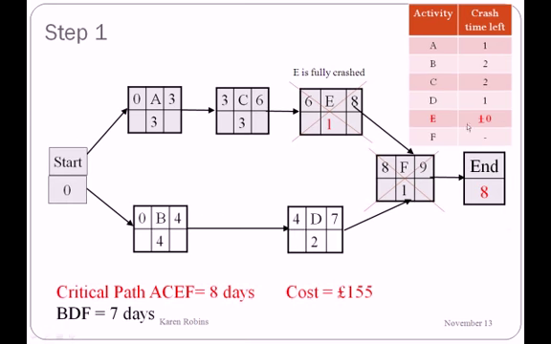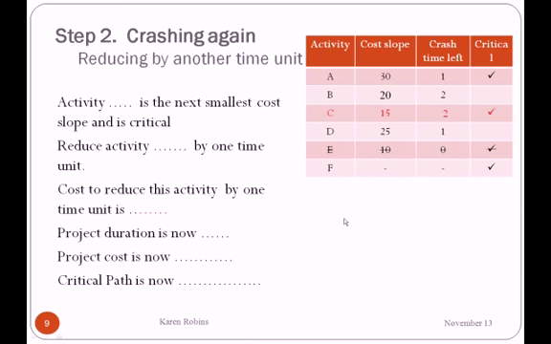So here we're showing E is fully crashed, F is fully crashed, and we've put lines through both of those. If we look at the time now on the critical path, it's A is 3, C is 3, E is 1, F is 1, giving us a total of 8 time units. B and D and F is 7 time units. So in total, we are now on 8 days with a cost of 155. So what do we do next?